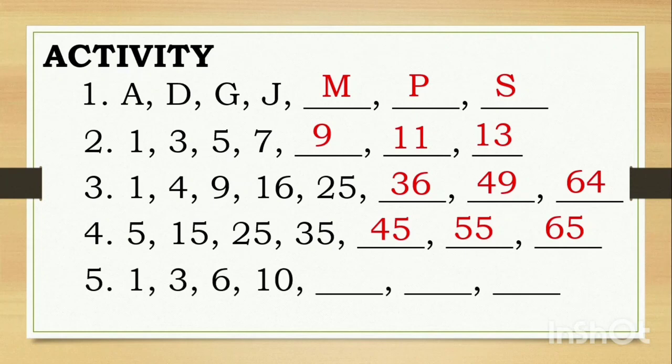And then for number 5, we have 1, 3, 6, 10. We have 15, 21, and 28. What is the pattern? We will add 2 to 1. So 1 plus 2, that is 3. 3 plus 3, that is 6. 6 plus 4, we have 10. So therefore, we will add 5 to 10, and that makes it 15. And then plus 6, 21. Plus 7, 28. So, yung mga idinadagdag natin, plus 2, plus 3, plus 4, plus 5, plus 6, consecutive numbers.